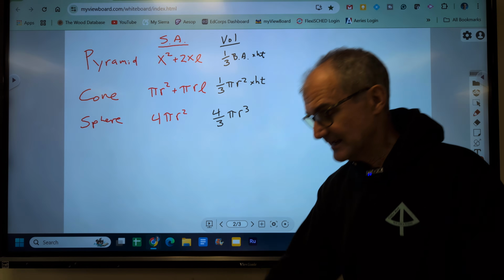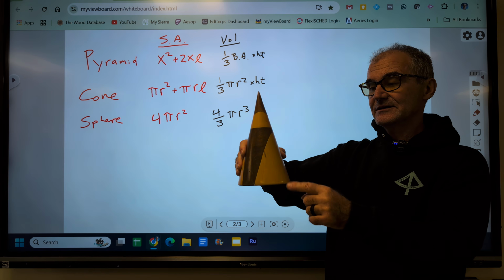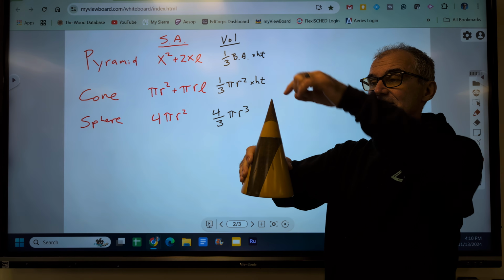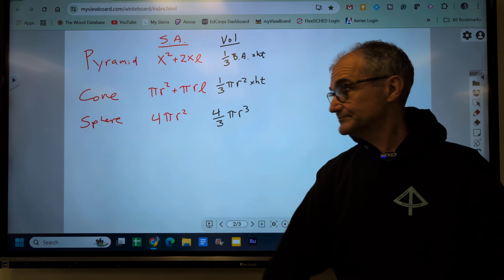So again, that slant height is the edge from here to here, lowercase l, versus the overall height, which is from right here at the top to right here at the bottom.